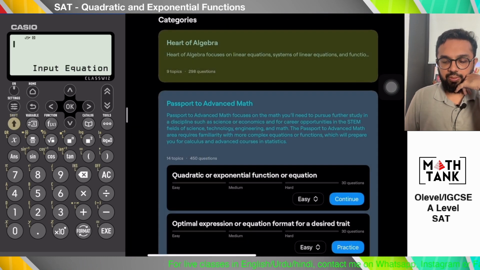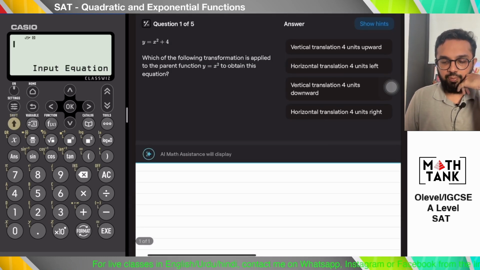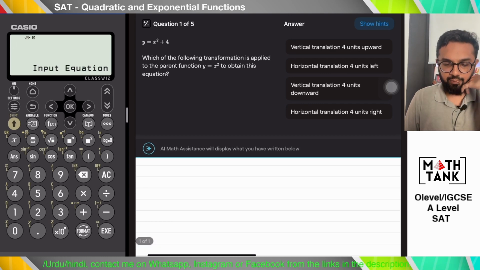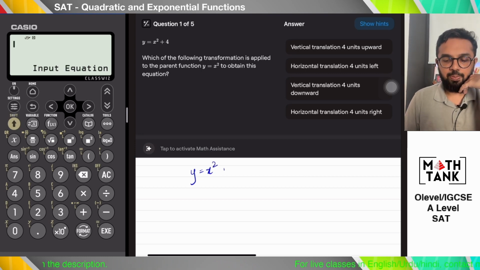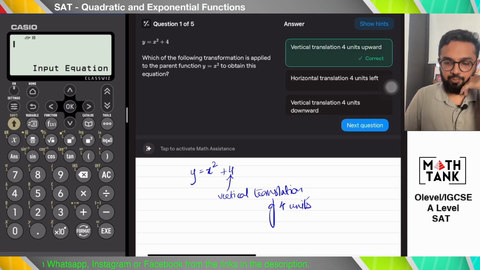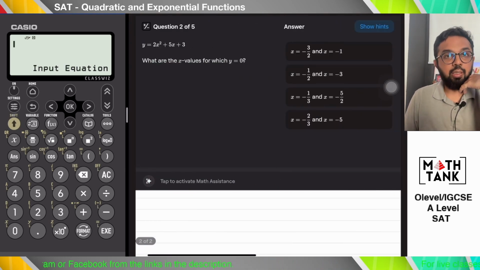Moving on to more easy questions. I think there'll be 5 more. Which of the following transformations, so this is a question on function transformations, is applied to the parent function y equals x squared to obtain the equation? Okay, so what has happened is, if the original function was x squared, a 4 has been added. When you add something separately to the function, it's a vertical translation of 4 units. That is the correct answer.